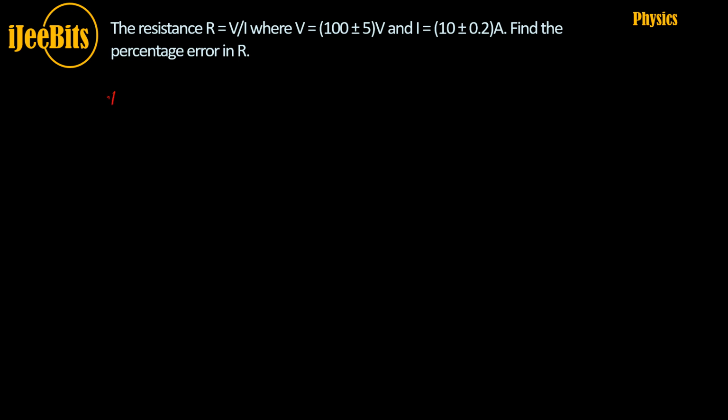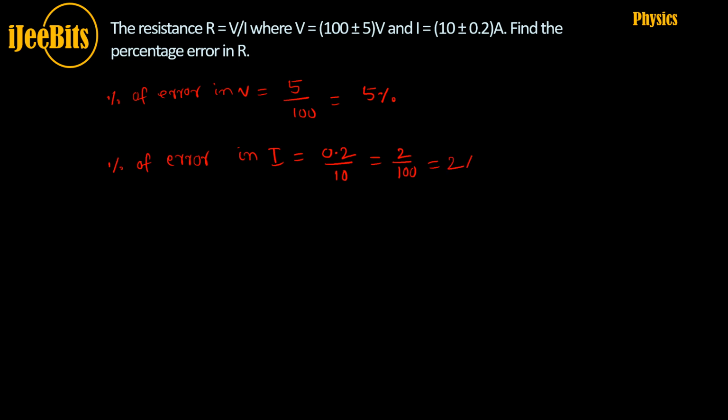So the percentage of error in V. How much? The error is given as 5, but we have 100, no? So totally 5%. That's nice. Now look at the percentage of error in current I. How much is given? 0.2 error for the total value 10. So what you get is 2 by 100, that means 2%.